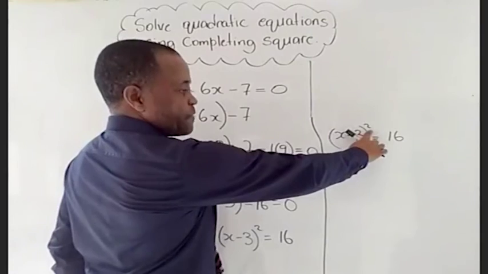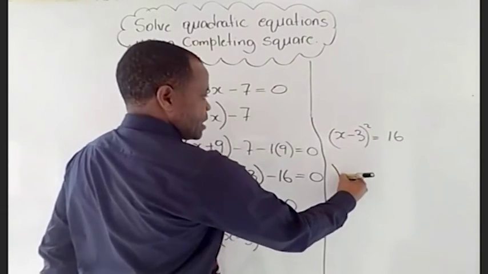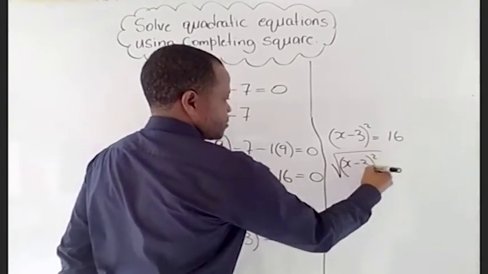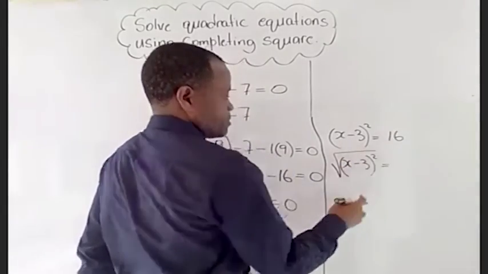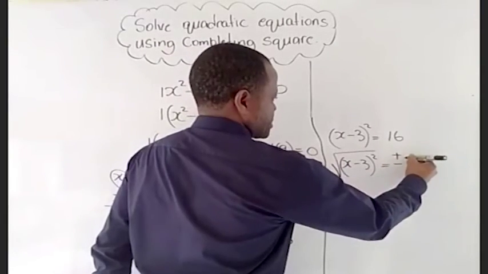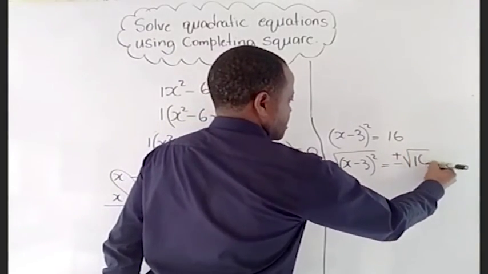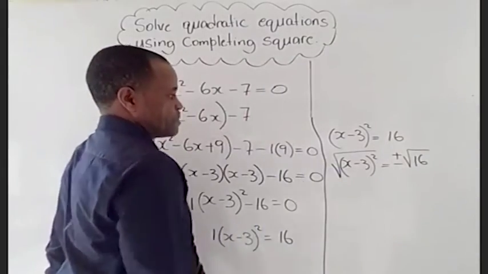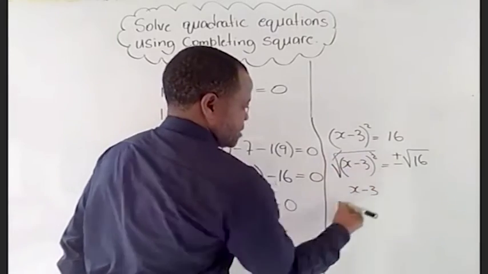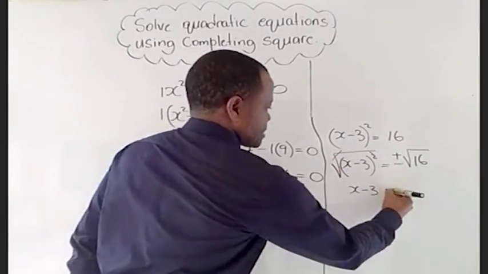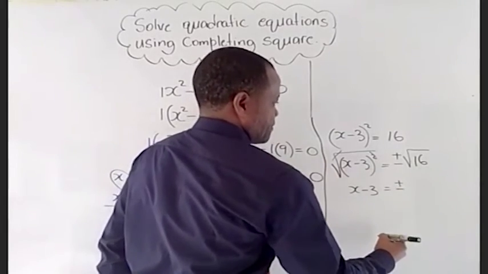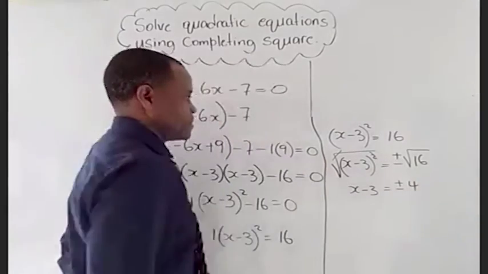It's time for us to get rid of the square. So we're going to take the square root of this side, x minus 3 all squared, and that is going to equal, you remember what we said before? In this case, it is going to be plus or minus the square root of 16. The square root cancels the square, so we end up with x minus 3, and this is now equal to positive or negative 4.